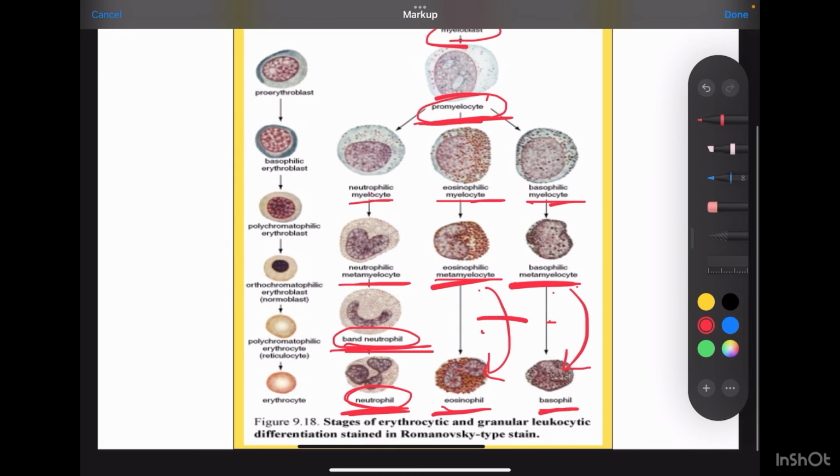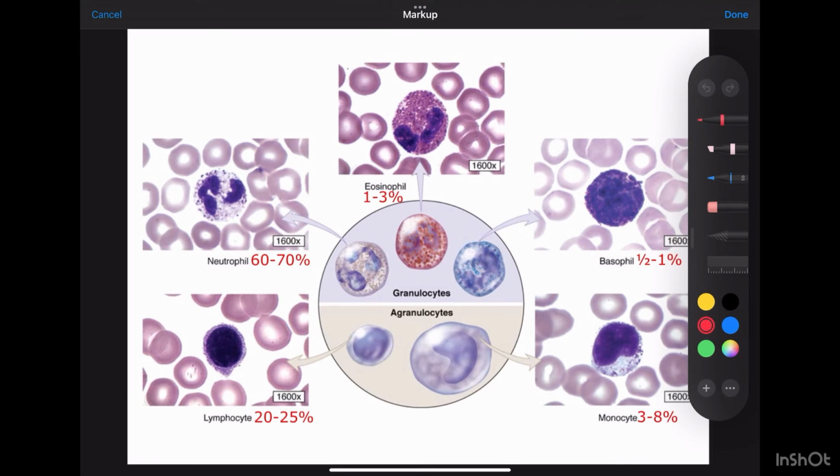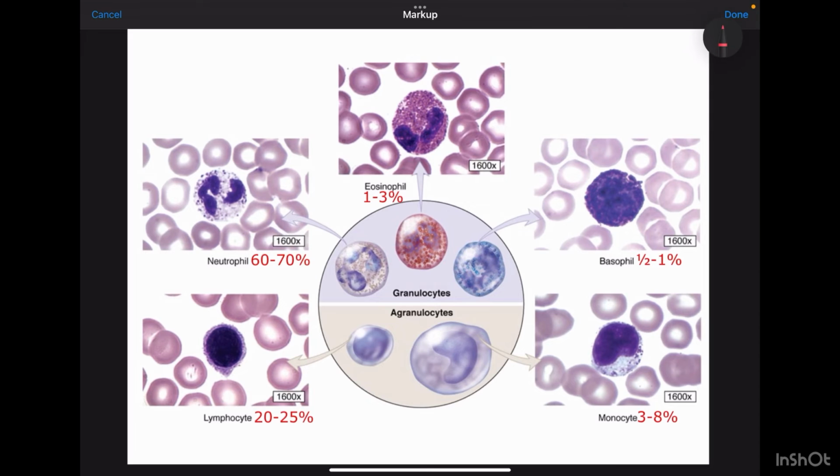And here, what we talked about in the erythrocytes, we said we start as a pro-erythroblast, basophilic erythroblast, polychromatophilic. We don't need to go through each one of them, we just need to know that there is a reticulocyte, there are erythrocytes, pro-erythroblast, and so on. Here is the granulocyte type. We still didn't talk about the granulocytes of the leukocytes.